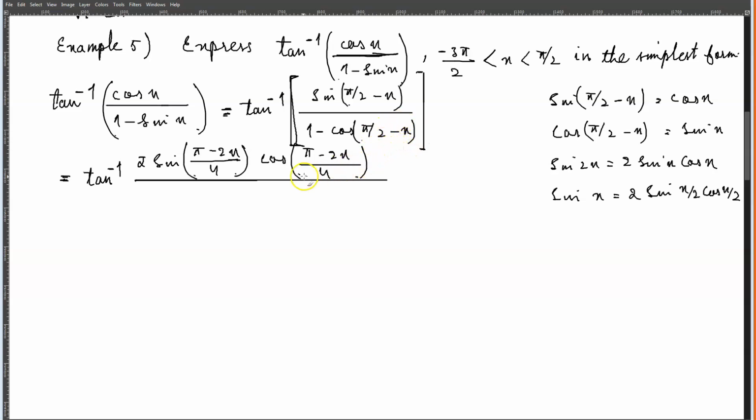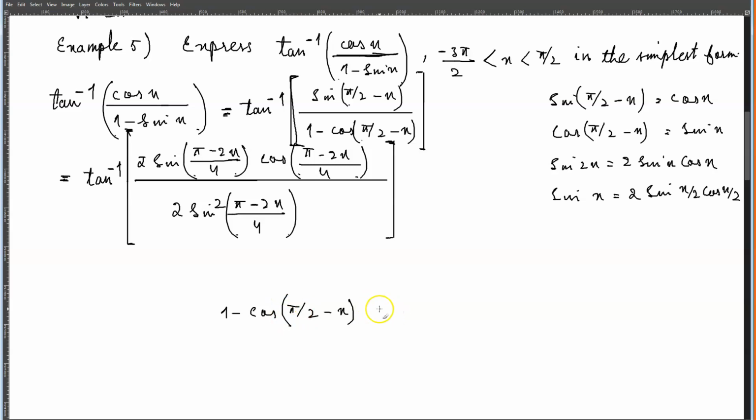And they have written the denominator as 2 times sine squared of pi minus 2x divided by 4, right? So what that means is that they have written 1 minus cos of pi by 2 minus x, which is the same thing as 1 minus cos of pi minus 2x divided by 2. That's pi by 2 minus x. They have written this as 2 times sine squared of pi minus 2x divided by 4, right?